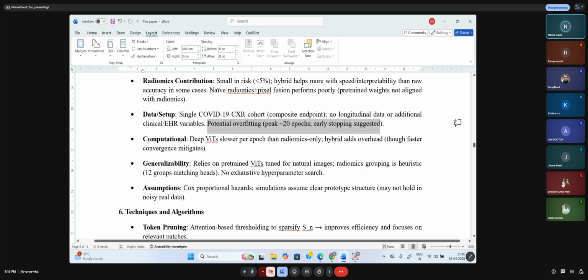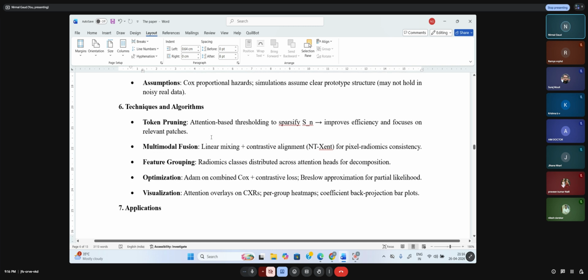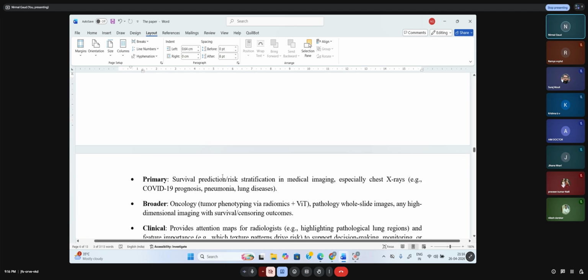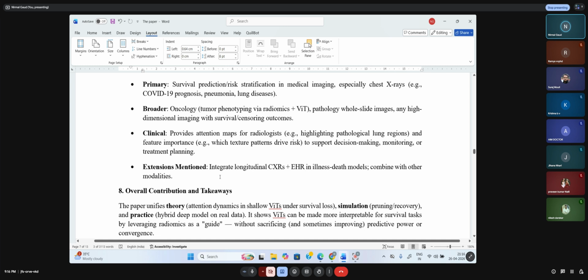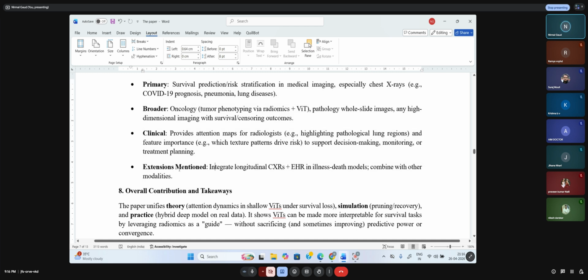Early stopping is suggested. Deep ViT, slow epochs, radiomics only, these are some issues which they have mentioned. But I like their approach. They did token pruning, multimodal fusion, feature grouping, optimization, visualization. That's what they have done. So the application is not only related to X-ray; it is also related to other medical image data.